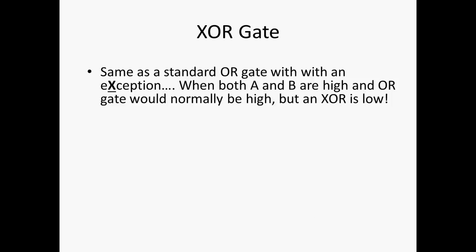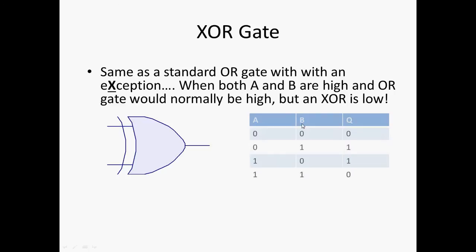So the XOR gate is like an OR gate, but it has an exception. Technically the X stands for exclusive, but I like to think of it as having an exception. This works like an OR gate, except when both A and B are on, then it becomes off. So you might remember the OR gate's table would have been 0, 1, 1, 1. In an XOR gate, when they're both on, it becomes off.